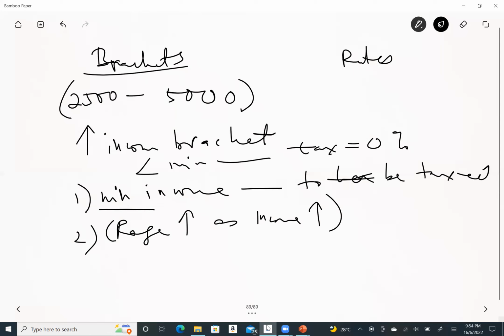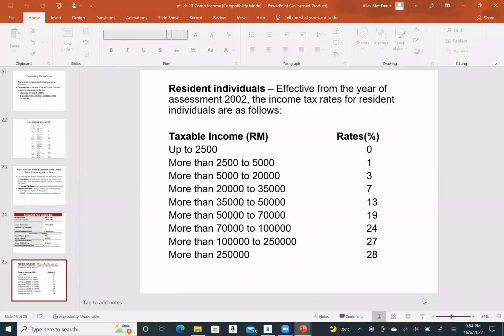Now, what about the rate? We already described that the rate increases. Now you look at the increase. Of course, it has increased. But look at the change. Look at the increase for consecutive brackets, from one bracket to the next bracket. What about the increase in the rate?